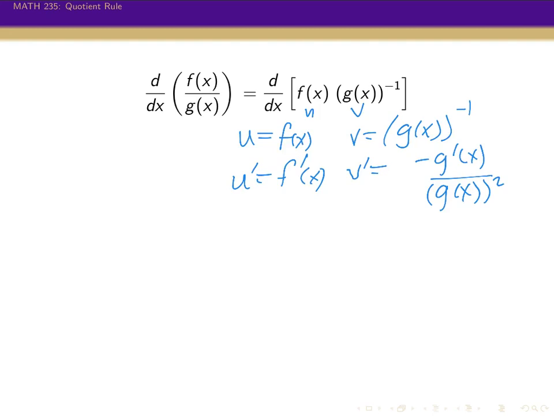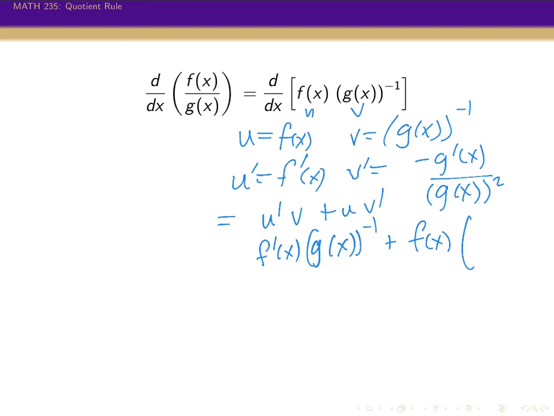Okay? And so now we can set this equal to, so the product rule says this is going to be u prime v plus u v prime. So u prime is f prime of x times v is g of x to the minus 1, plus u is f of x times v prime, minus g prime of x over g of x squared.